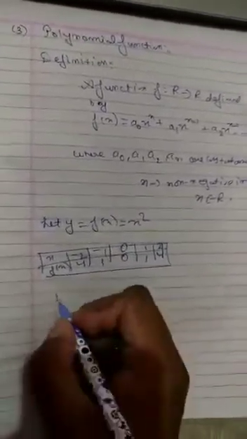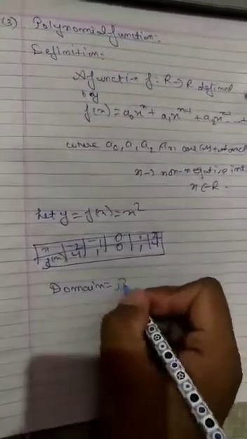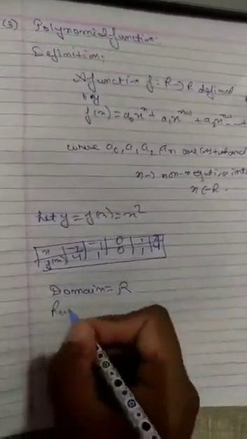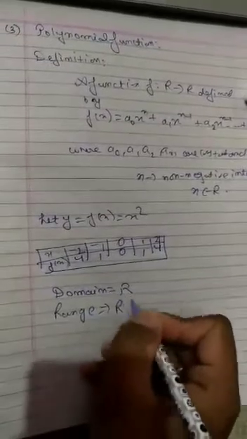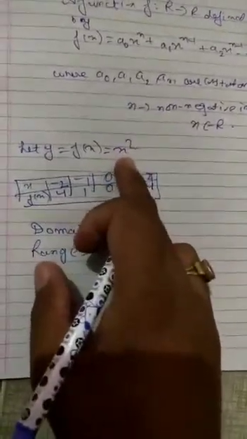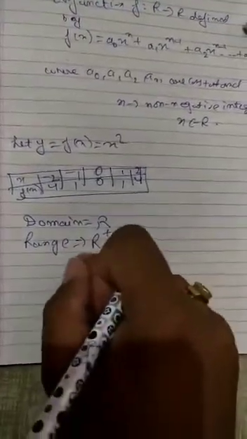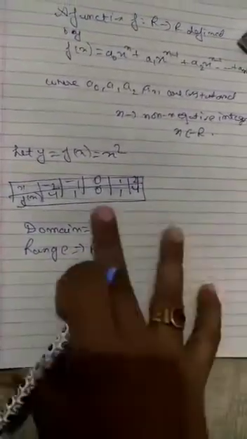It means the domain for this equation will be real numbers, but range will be R positive, means positive real numbers, because if you square the x value, even a negative value, you will always get a positive value. Okay, so range will be R positive. R positive means positive real numbers.